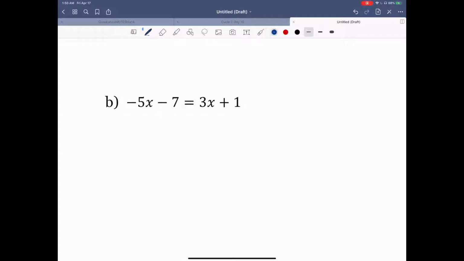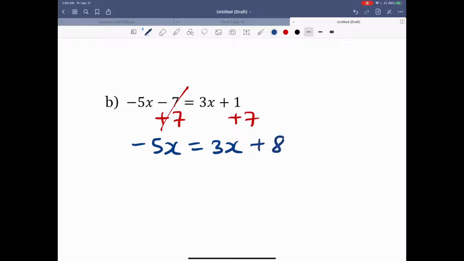Negative 5x minus 7 equals 3x plus 1. Again, I'm going to try to put my numbers to one side and variables to the other. I'm going to, let's say, take the negative 7 to the other side by adding 7 to both sides. Because how do I get rid of negative 7? Well, the opposite of minusing 7 is adding 7. So I get negative 5x equals 3x plus 8.